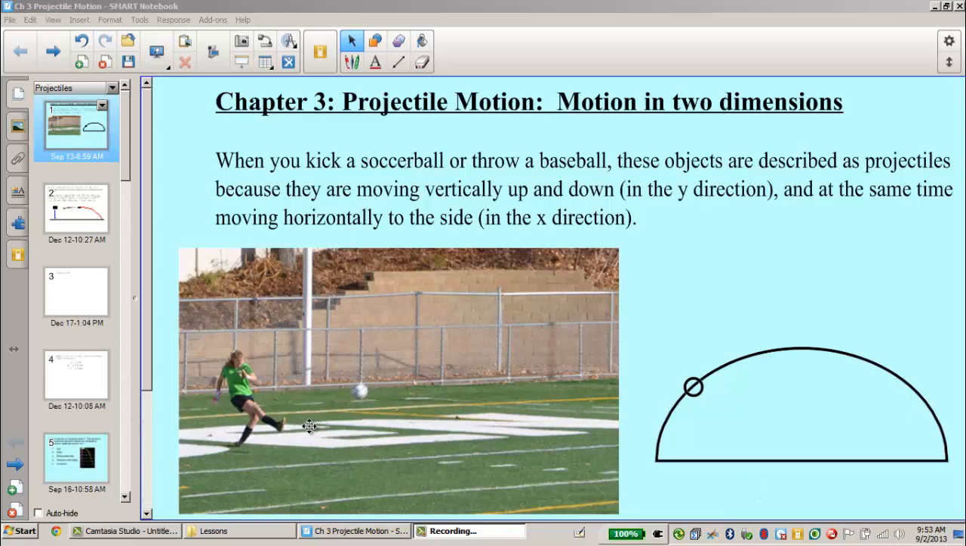So here Megan is kicking a soccer ball, it's moving in the x and it's moving in the y direction at the same time. This is a pretty bad drawing. I doubt it's a parabola. It might be, but I doubt it. This is showing you that the flight of the ball has both x and y components.